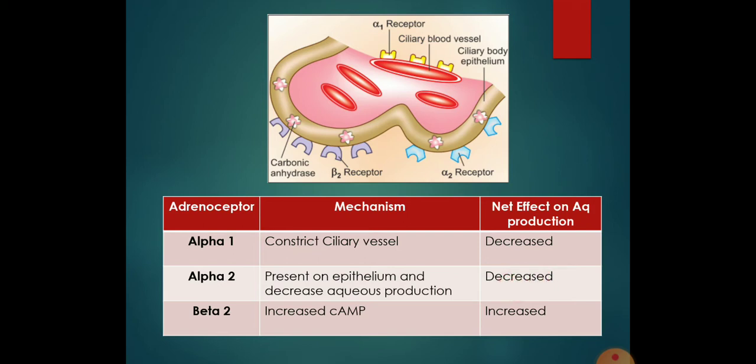So alpha is basically causing a decrease in the synthesis of aqueous humor, and beta 2 is causing an increase in the synthesis of aqueous humor. Alpha is responsible for decrease, beta is responsible for increase. Obviously alpha 1 and alpha 2 have different roles but do the same thing, decreasing aqueous humor, whereas beta 2 does the opposite, increasing aqueous humor. Now what is glaucoma?